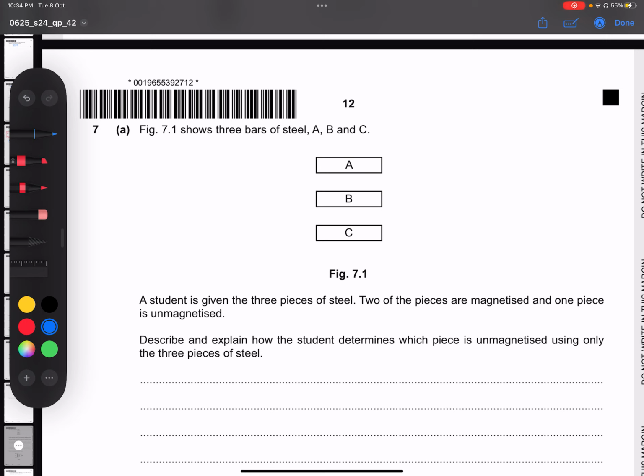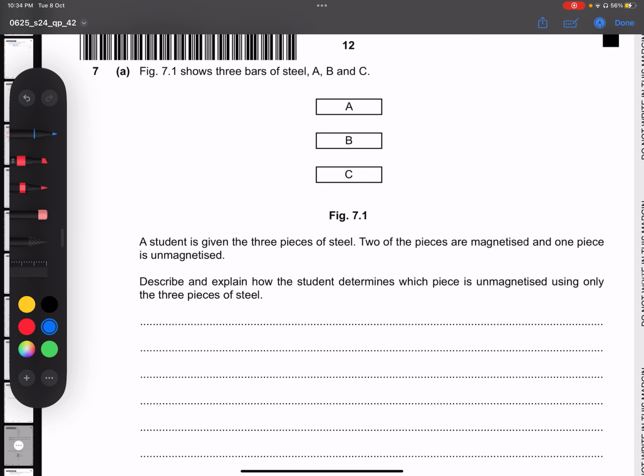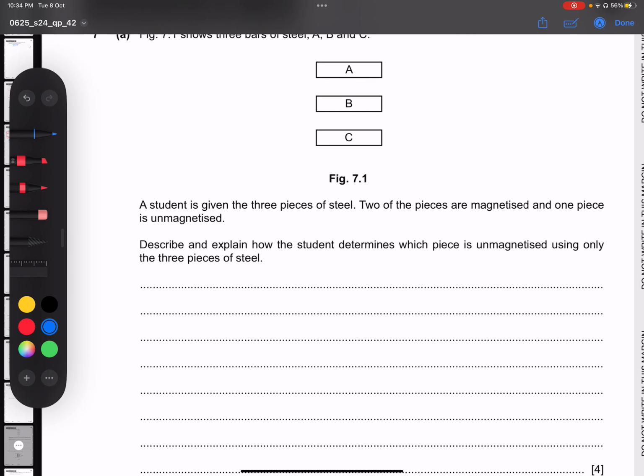The seventh question. Figure 7.1 shows three bars of steel, A, B, and C. A student is given the three pieces of steel. Two of the pieces are magnetized and one piece is unmagnetized. Describe and explain how the student determines which piece is unmagnetized using only the three pieces of steel.